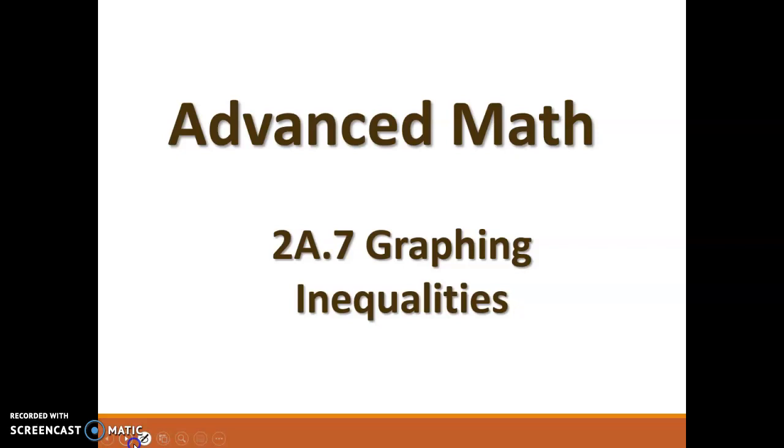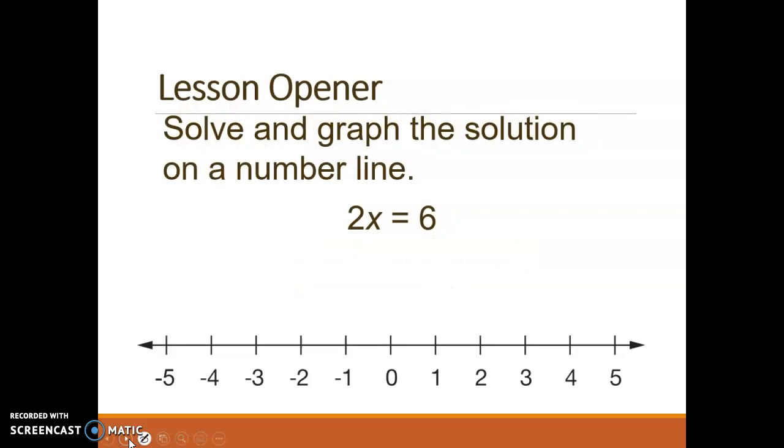We are wrapping up our mini unit on graphing linear inequalities and slope and parallel lines and perpendicular lines. Today we are going to look at graphing linear inequalities. But before we do that, let's just review how to graph on a number line. So let's solve and graph the solution on a number line.